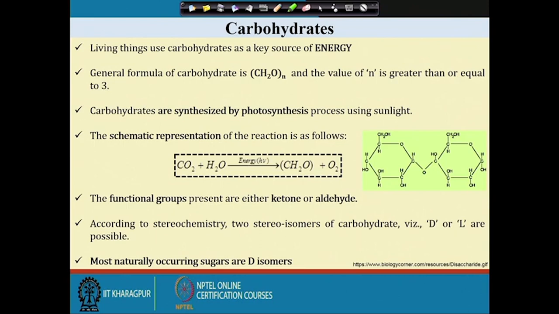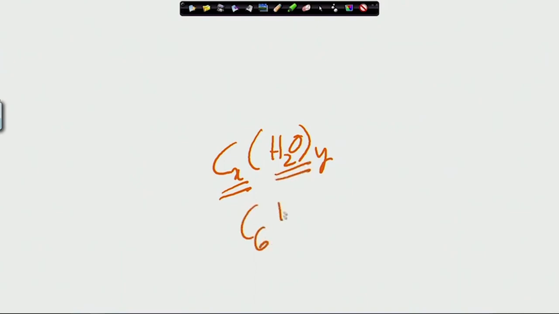Now, here I want to point out the general formula of carbohydrate. As I showed you, this is CH2O, or CxHyOz. So this is called carbo, and this is called hydro. Now, if I consider glucose, C6H12O6, how can we write it? C6(H2O)6. So this is carbohydrate.